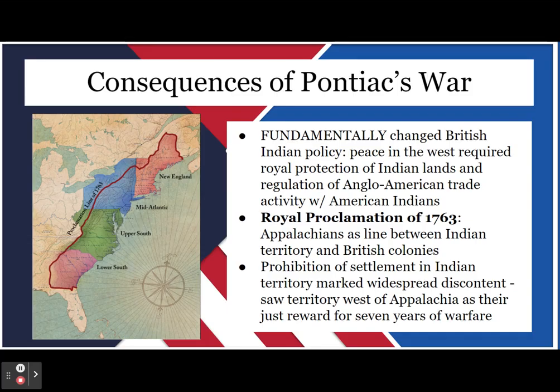In fact, some people had already precipitated this and hopped on over and were already living in the Ohio River Valley. Some had been living there for years, and all of a sudden they're saying, nope, you can't do that. Okay, so this prohibition of settlement into what becomes Indian territory marked very widespread discontent for the colonists. They saw that territory as their just reward for 7 years of warfare, which they fought in. So this is going to definitely contribute to the discontent that is really brewing in the years leading up to the American Revolution. And we're going to talk a little bit more about other reasons for that discontent in the next video.